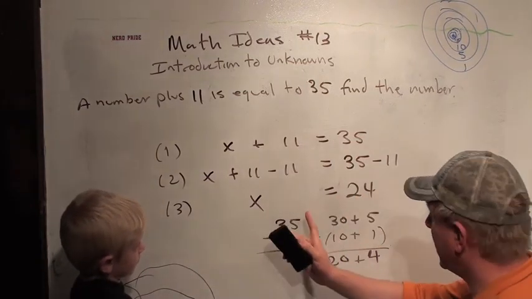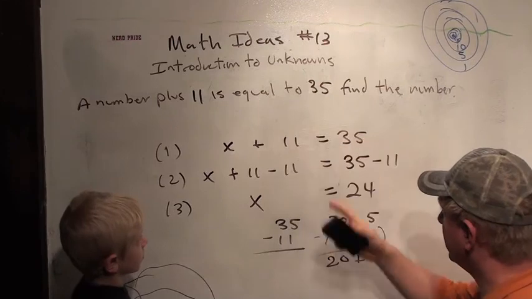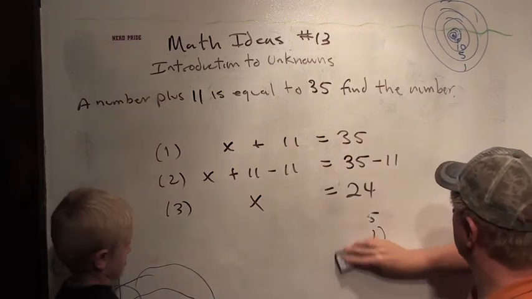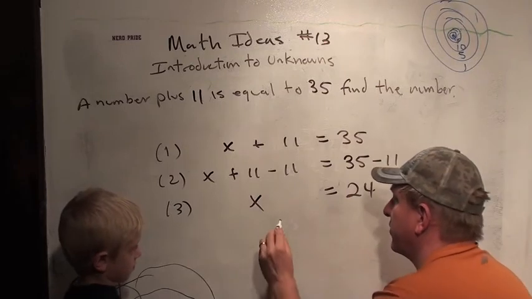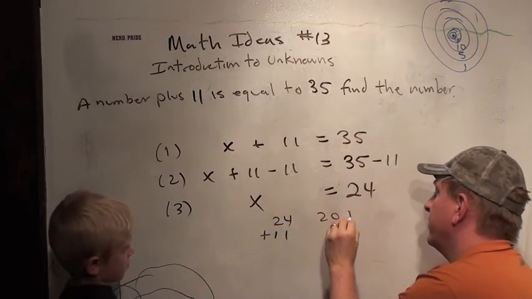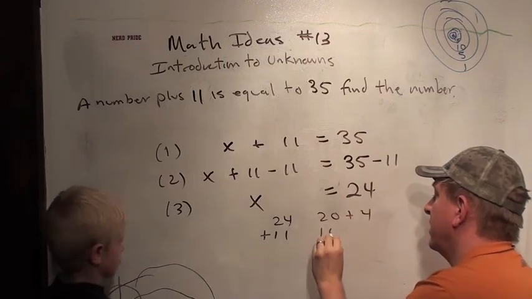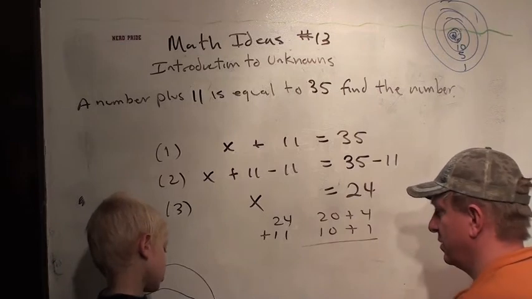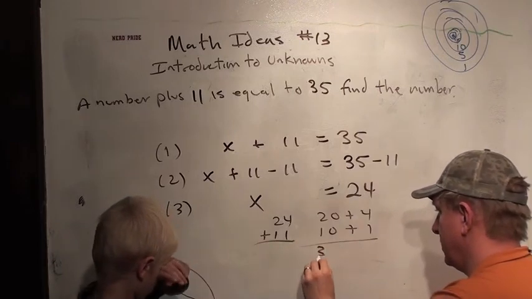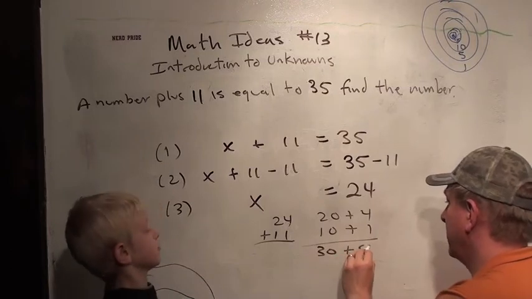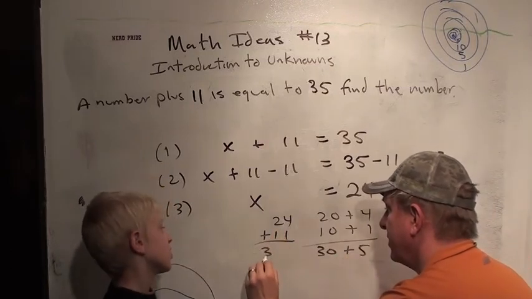Now let's double check that 24 plus 11 is equal to 35. You should always do that. You always make sure your answer is right. 24 plus 11 is the same as 20 plus 4 plus 10 plus 1. What is 20 plus 10? 30. And what is 4 plus 1? 5. So 24 plus 11 is 35.